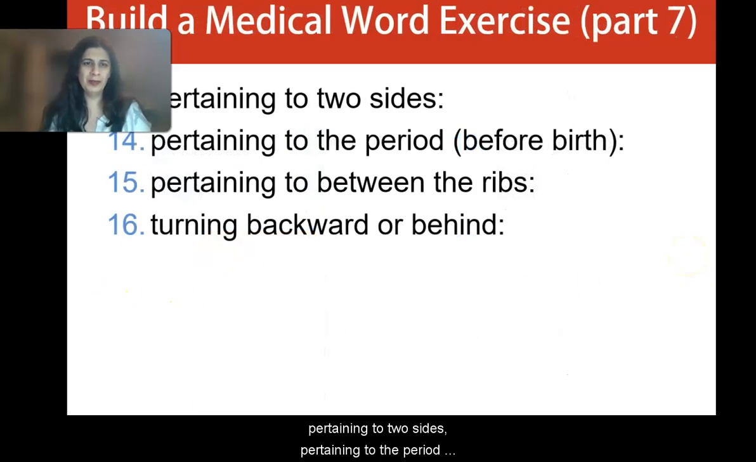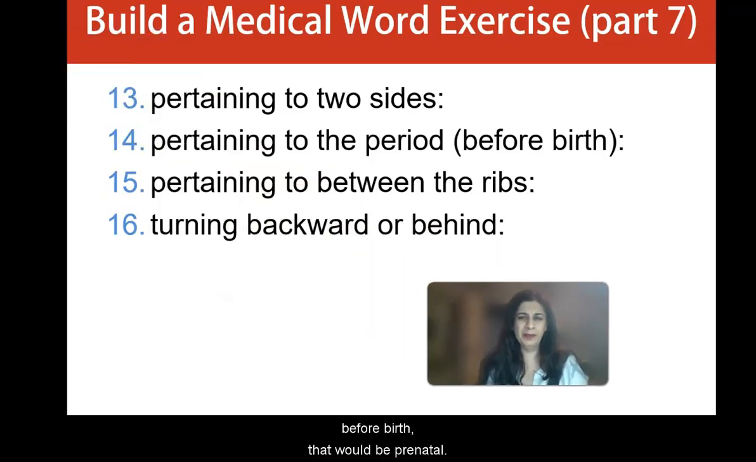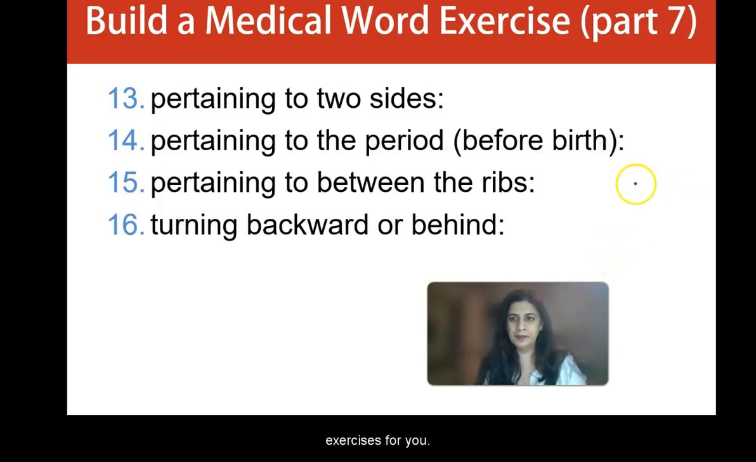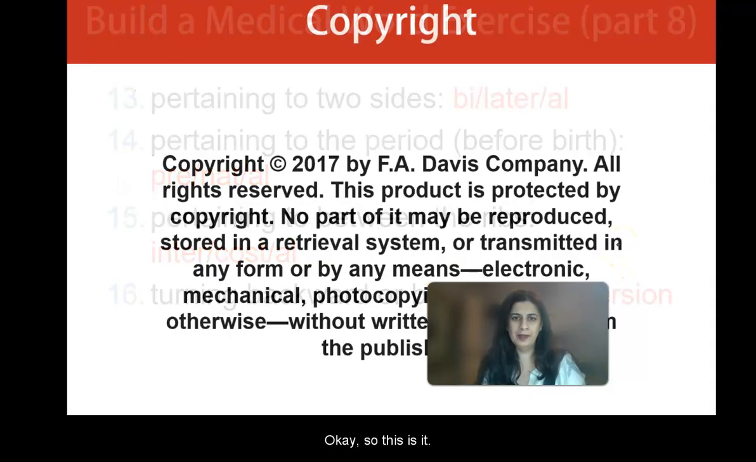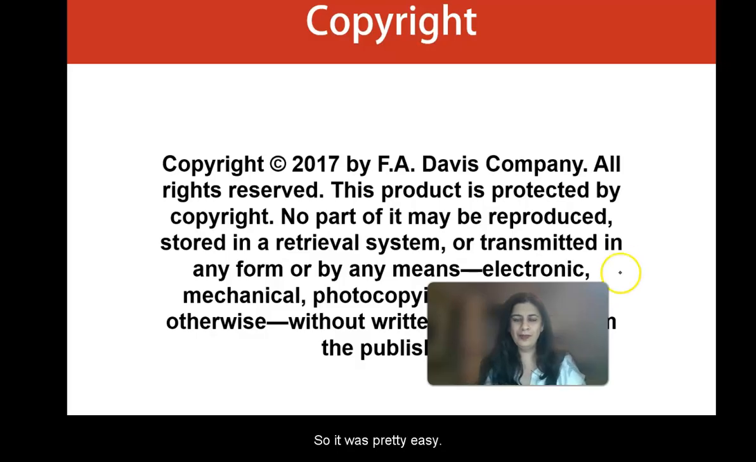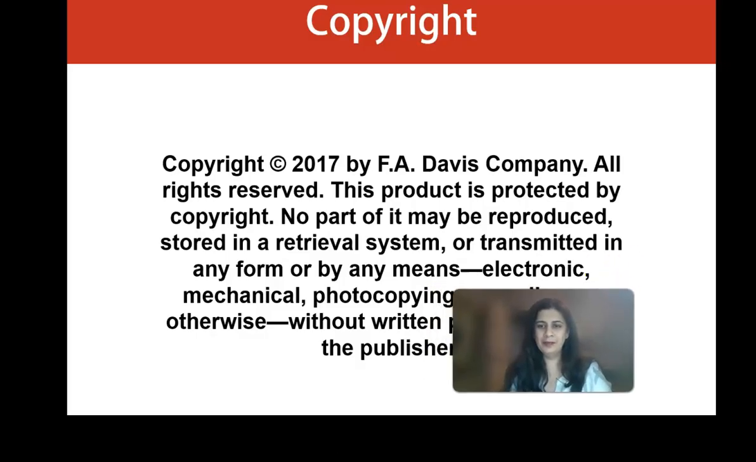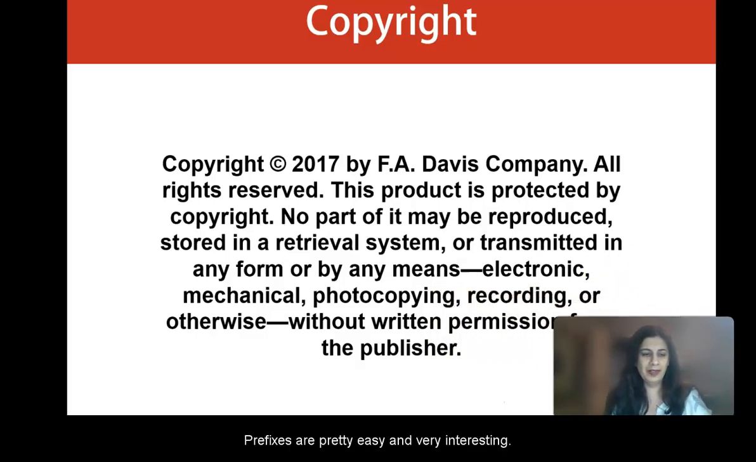So again, pertaining to two sides would be bilateral, and pertaining to the period before birth would be prenatal. Pertaining to between the ribs would be intercostal, and then again some more word exercises for you. Okay, so this is it. It was pretty easy. Prefixes are pretty easy and very interesting.